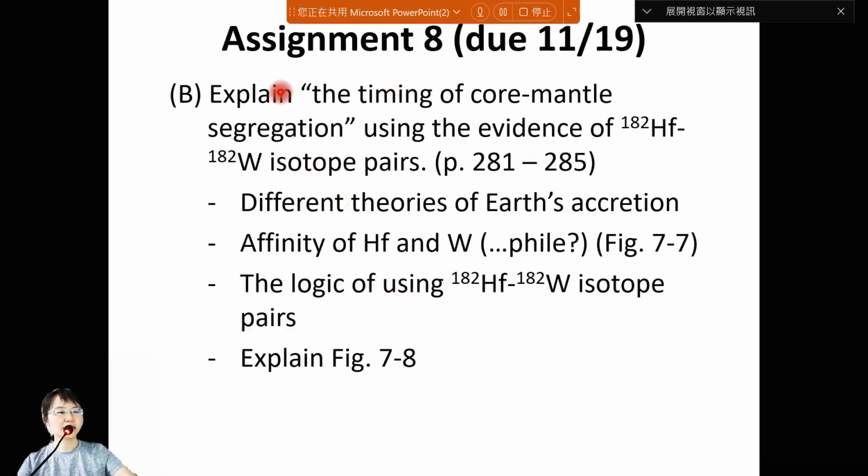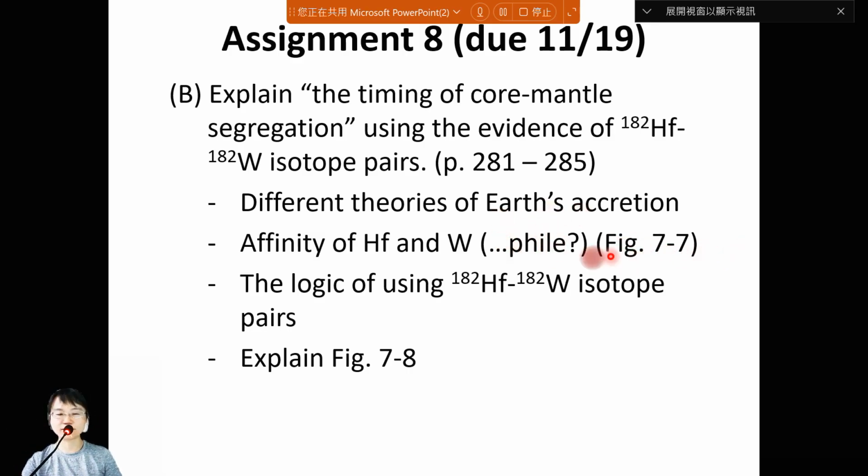For B students, explain the timing of core mantle segregation using the evidence of hafnium-182, tungsten-182 isotope pairs. This is one of my favorite assignments because I think the people who discovered this are so smart and creative. You need to read the textbook, the pages here. Then first answer, there are 2 different theories regarding Earth's accretion. You need to first describe what the 2 theories are, and then you need to explain what the affinity of hafnium and tungsten is. To answer this, you need to answer what kind of file they are.